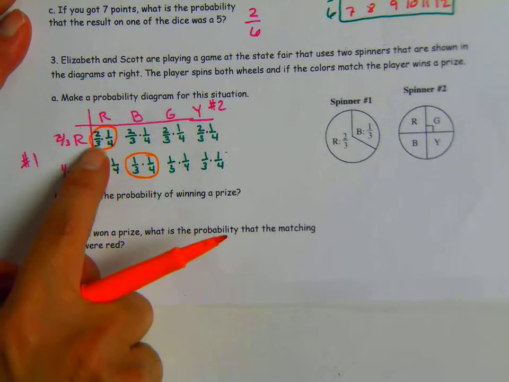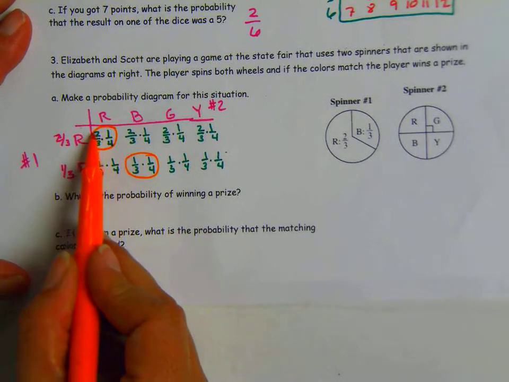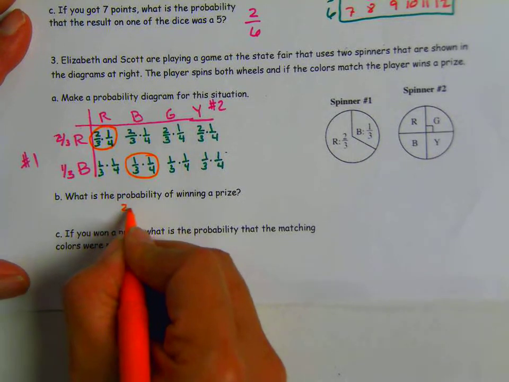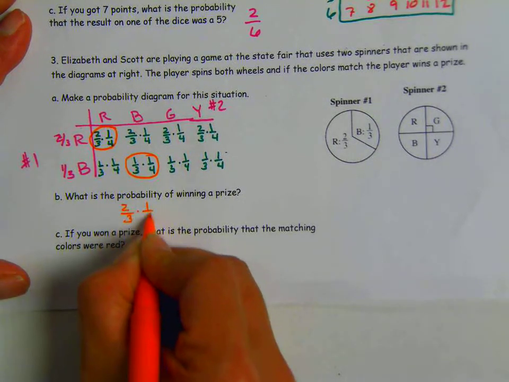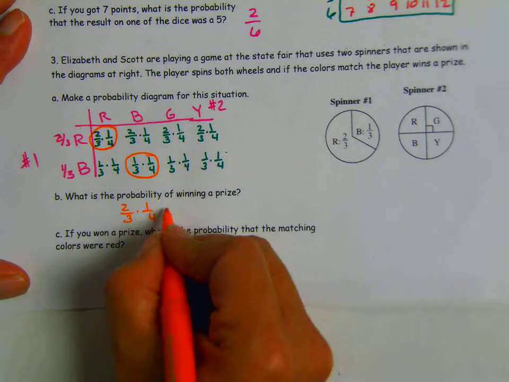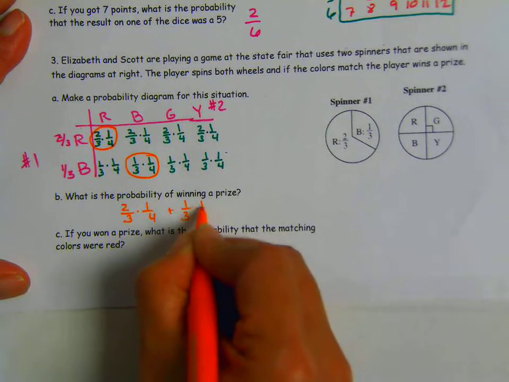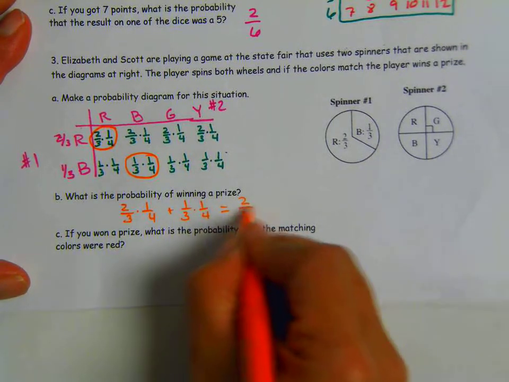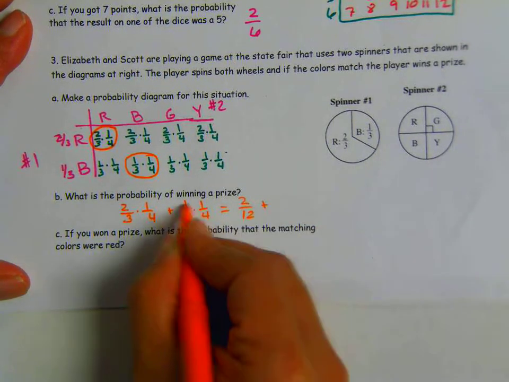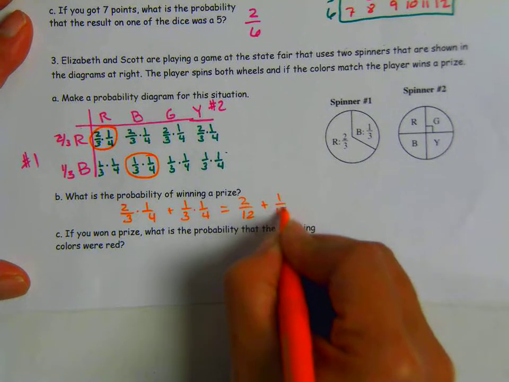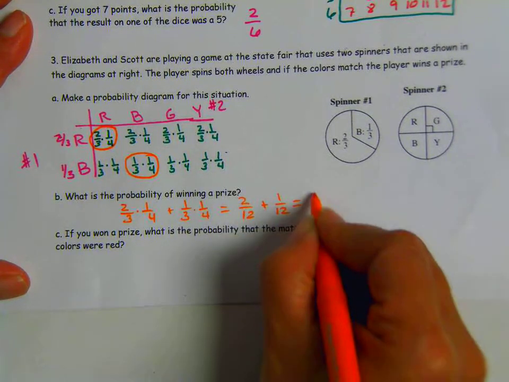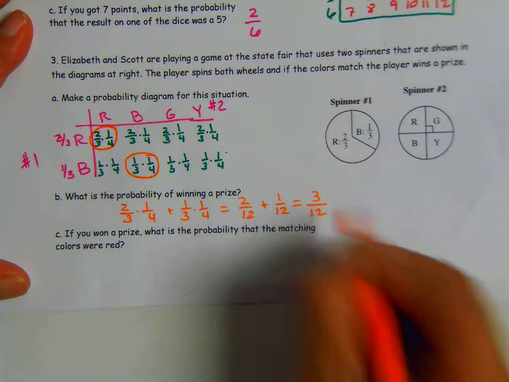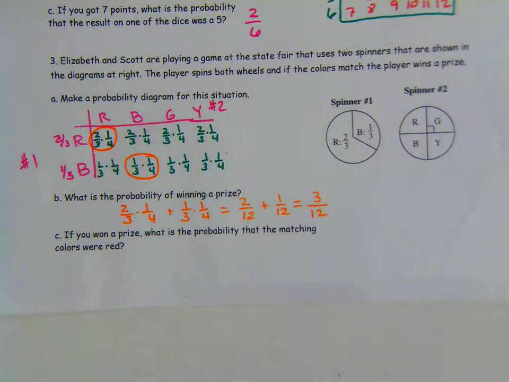So now the probability, all I'm doing is multiplying fractions. That's easy because I just multiplied the numerators together. I'll go ahead and write it out just so that you can see it. I'm going to take that fraction and add it to this fraction, which comes out to be 2/12. And this one comes out to be 1/12. When I add fractions, I just add the numerators and keep the denominator the same. So the probability of winning a prize is 3 out of 12.